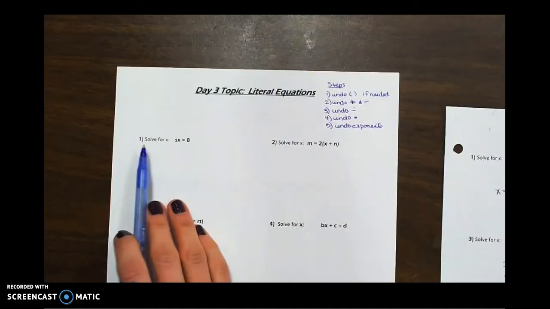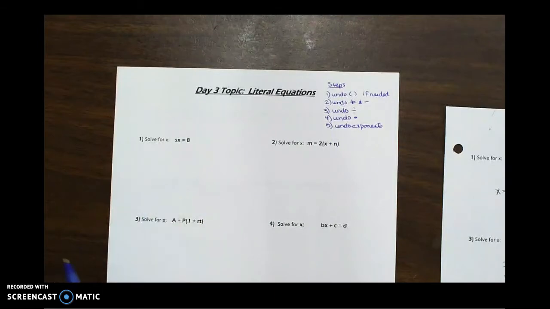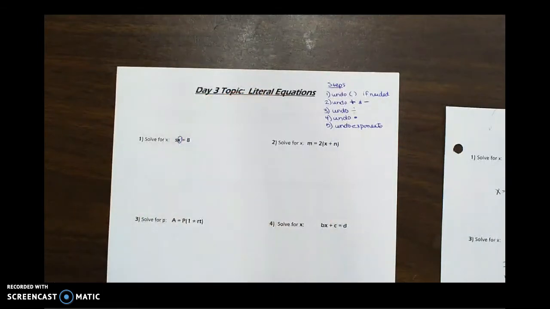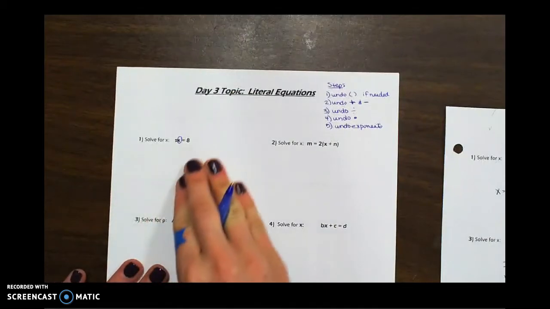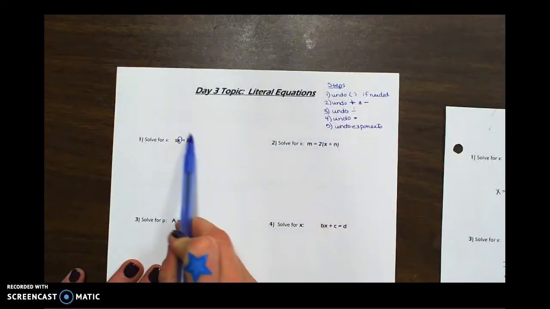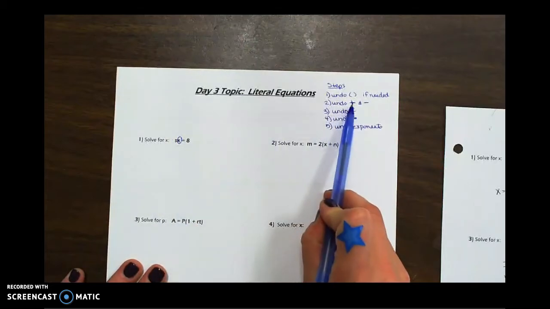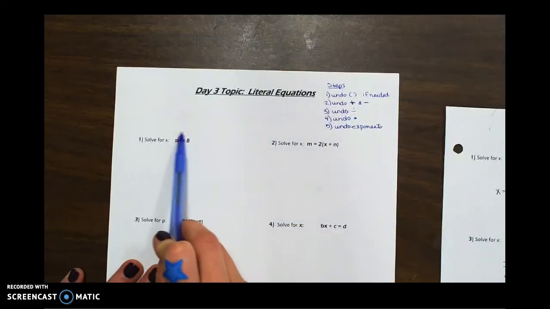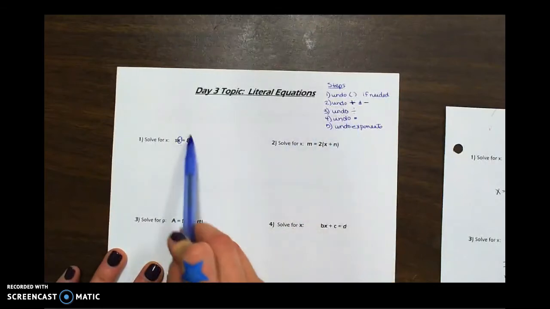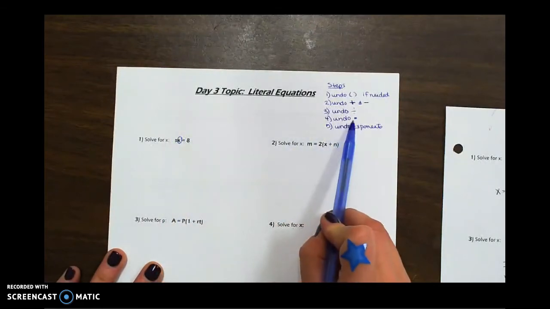So number 1, solve for x. We're solving for x here. That means I'm going to circle my x. I'm going to leave the x right where it is, and I want to bring everything else to the other side. So first we have to look, can we undo parentheses? There's no parentheses. Undo addition and subtraction. Is there any addition and subtraction here? Nope. So undo division. There's no division here.